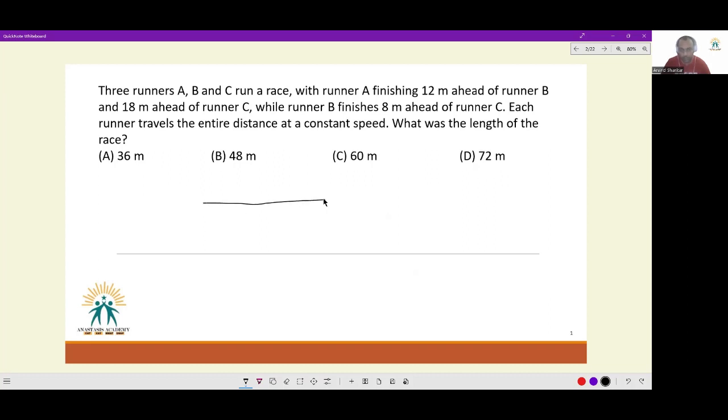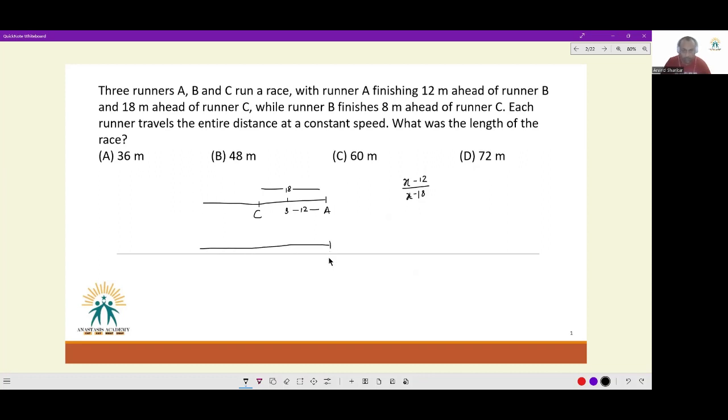Okay, say the full distance was x. When A is at the finishing line, B is 12 meters behind A and C is 18 meters behind A. So right now, because they are running for an identical amount of time, can I say the distance run by B and the distance run by C will be in the ratio of the speeds? So let's say the full track length was x: x minus 12 by x minus 18 is the ratio of the distance and also the ratio of the speeds.